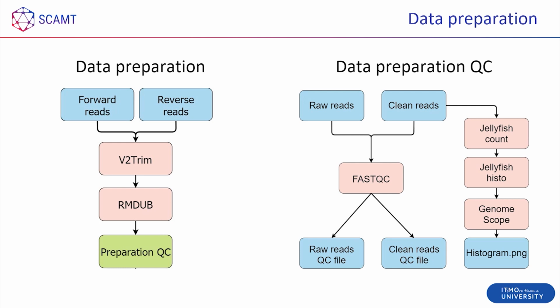Quality control is organized with the FastQC and Jellyfish tools. FastQC is used to get standard statistics of reads quality, and Jellyfish for k-mers and coverage counting. The Jellyfish histogram is visualized with the help of the GenomeScope tool.